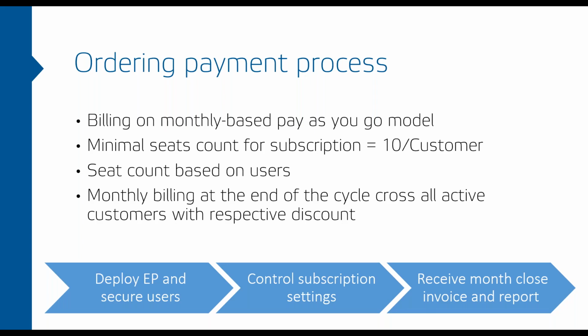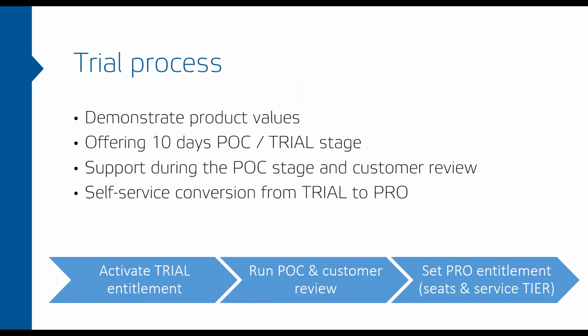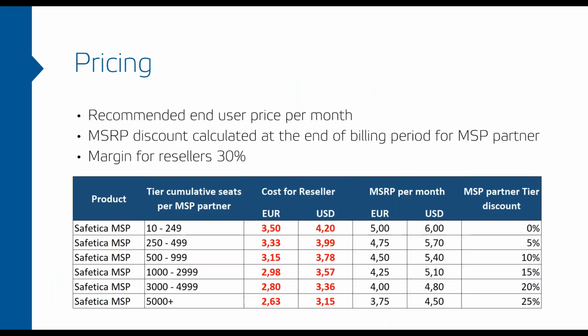Now, the minimal seat count for a subscription is always 10 for each customer, and the monthly billing is at the end of the cycle across all active customers with the respective discount. So what does that mean? That's something I was explaining before as well. Let's say, and I'll just go back to the table so it's easier to understand, that at the end of the month, you're going to have 1,500 endpoints currently.